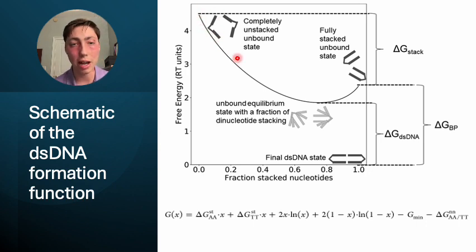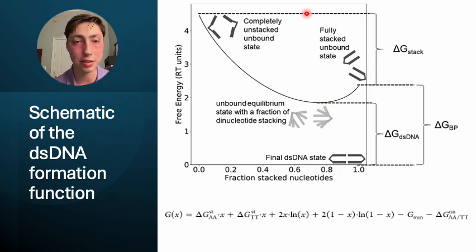As more and more of a fraction of these dinucleotide molecules become stacked, the free energy drops until we reach this bottom minimum free energy state. This minimum free energy state has just this specific fraction right here, a little over 0.7, of stacked dinucleotides versus unstacked. And that's the closest to this ground state.